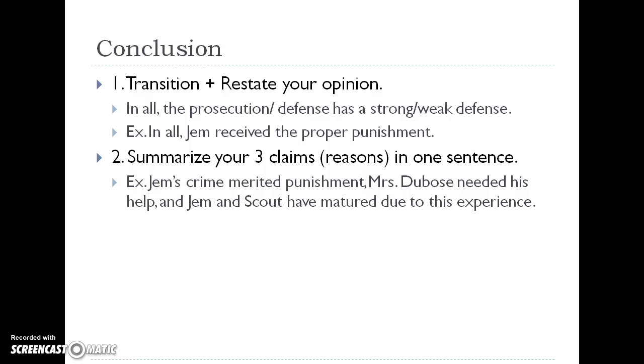So Jem's crime merited punishment, Mrs. DeBose needed his help, and Jem and Scout have matured due to this experience. And it's okay to reword them just a little bit, just have the same spirit and keep them in the same order as what you've been doing before.